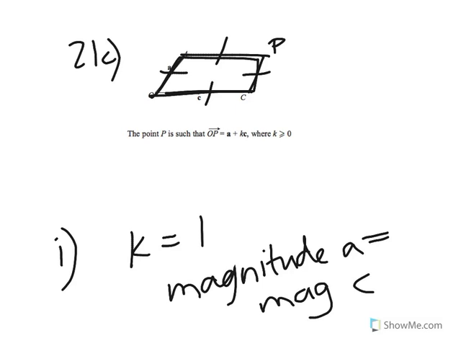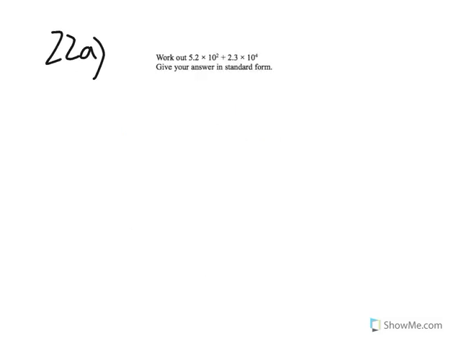22A is asking you to work out 5.2 into 10 to the power of 2 plus 2.3 into 10 to the power of 4. Now all you have to do is put this on your calculator, and you'll get an answer of 23,520. Now they're telling you to give your answer in standard form.